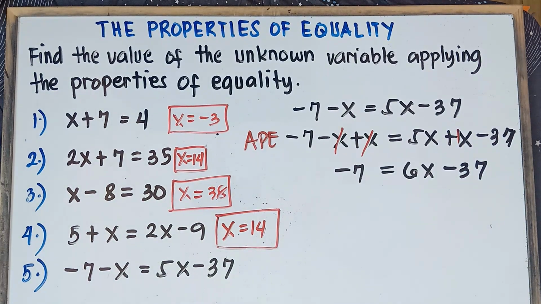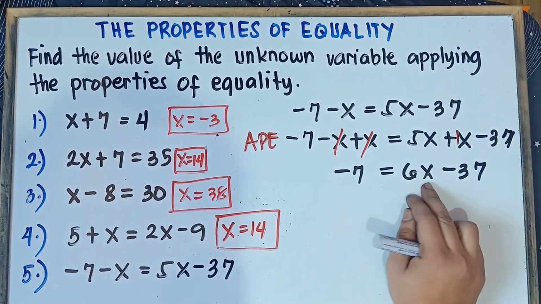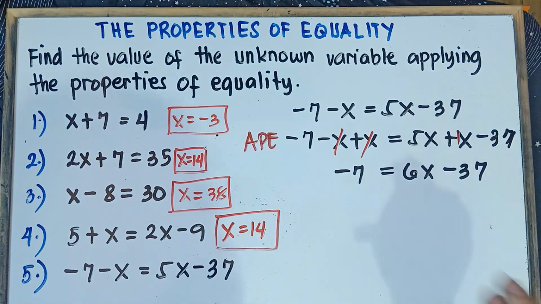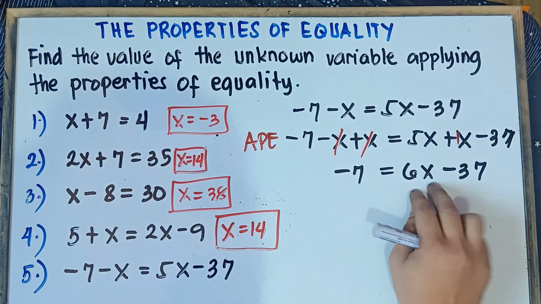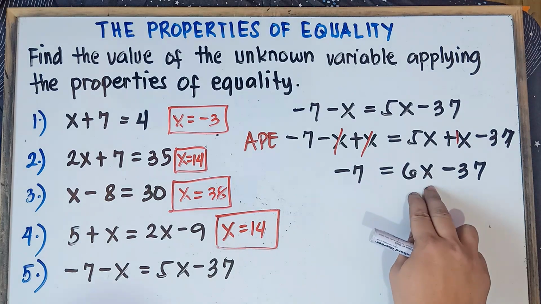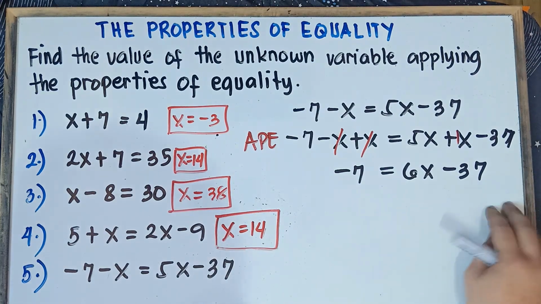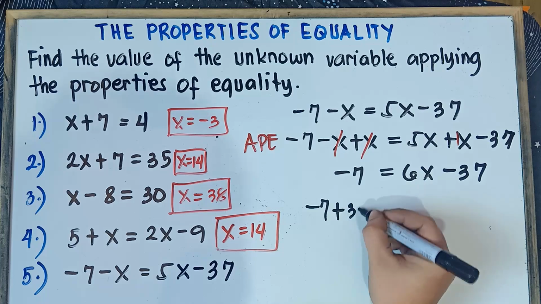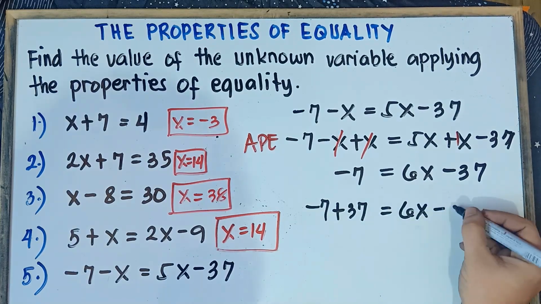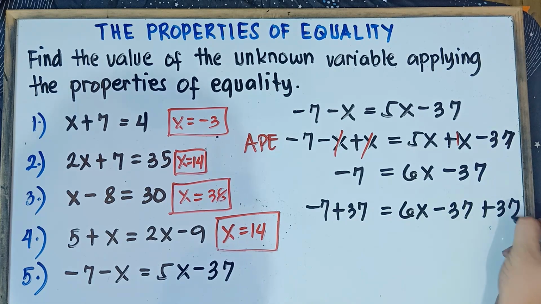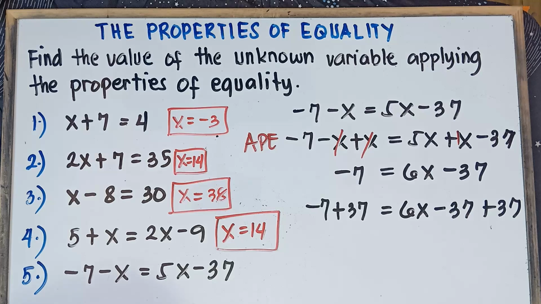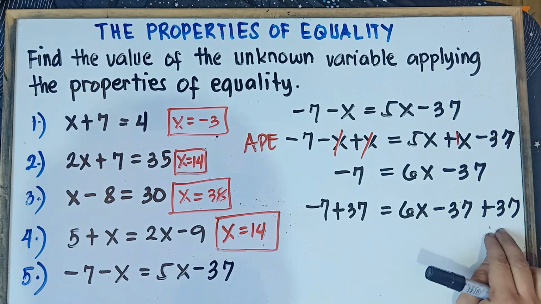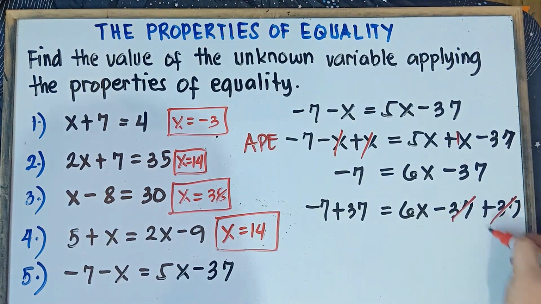So what will be the next step, class? So that we can isolate 6x, we can remove this negative 37. What will be the thing that we need to do, class, so that the remaining expression on the right of this equal sign will be only 6x? That's correct. We need to add 37 to both sides. So this will be negative 7 plus 37 equals 6x minus 37 plus 37. Sir, why do we need to add 37 to both sides? So that we can cancel this out, because negative 37 plus 37 is 0.